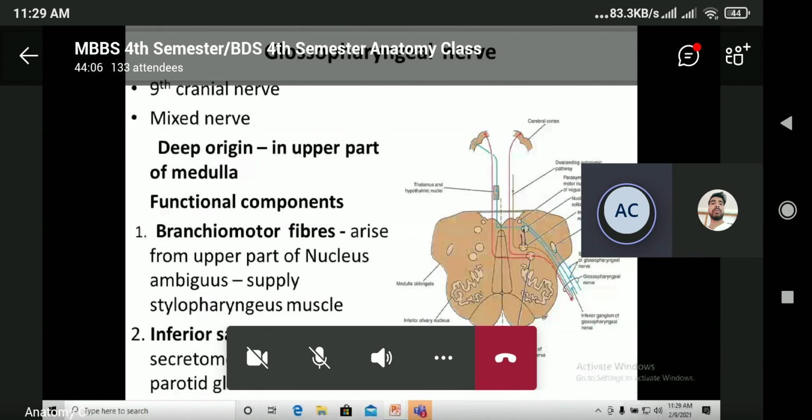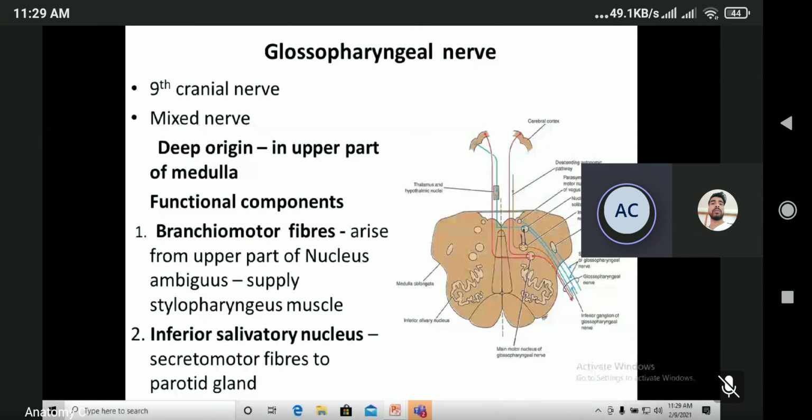Now coming to another nerve, the glossopharyngeal nerve. The glossopharyngeal nerve is the ninth cranial nerve. This is also a mixed nerve. So the ninth cranial nerve, the glossopharyngeal nerve, is a mixed nerve.